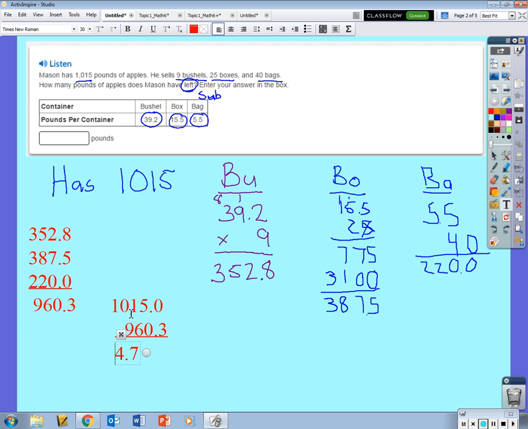That can't take 6 from 1, cross out. That becomes an 11. To make that 11, we have to borrow from here, which is a 9. Borrow from here to make that 9. We have to make this a 0. This becomes an 11. 11 minus 6 is 5. That becomes 0. That's 0. So he has 54 and 7/10 pounds of apples left, or you could also write LBS.